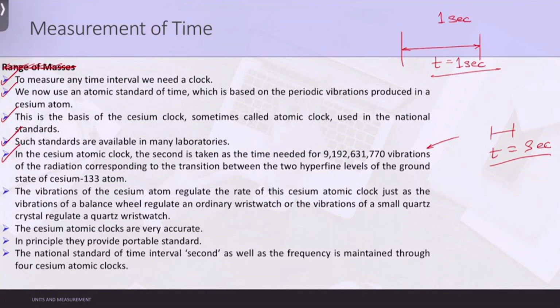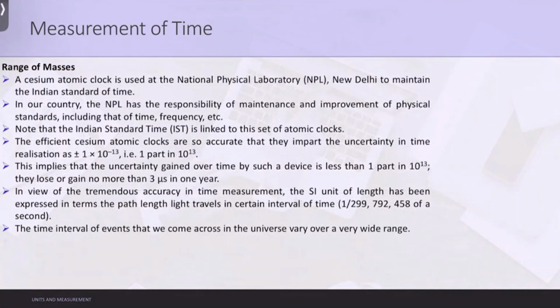The cesium atomic clocks are very accurate. I think right now the most accurate clocks are cesium atomic clocks only. In principle, they provide a portable standard. The national standard of time interval, the second, as well as the frequency, is maintained through four cesium atomic clocks. Basically, this national standard is being maintained through four cesium atomic clocks.